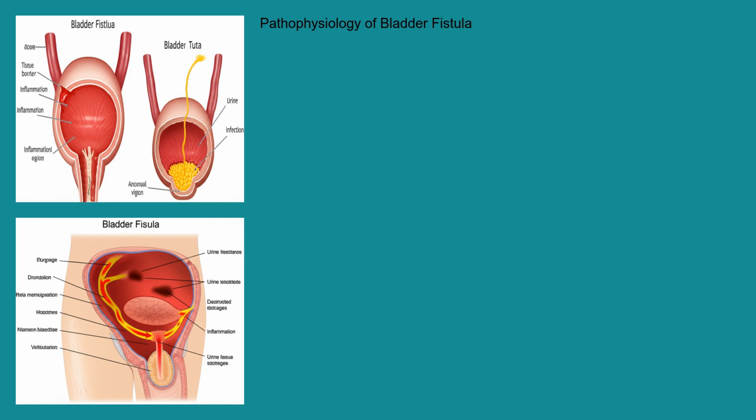Let's delve into the pathophysiology. A bladder fistula arises when there's damage or disruption to the tissues separating the bladder from adjacent organs or surfaces. This damage is due to the breakdown of the normal anatomical barriers.